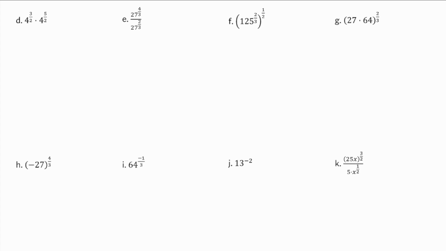Oh, yeah, there's a lot of these. So, alright, 4 to the 3/2 times 4 to the 5/2. That's where we're going to add the exponents. So that's 4 to the 3/2 plus 5/2, which is equal to 4 to the 8/2, which would be 4 to the 4.